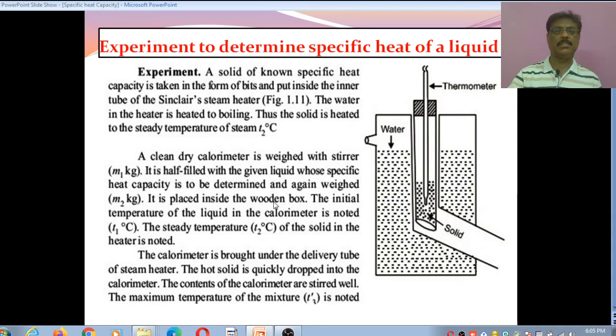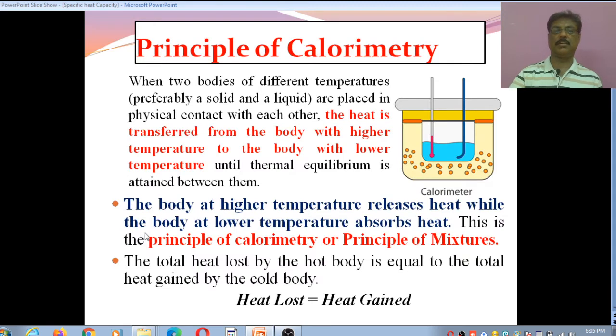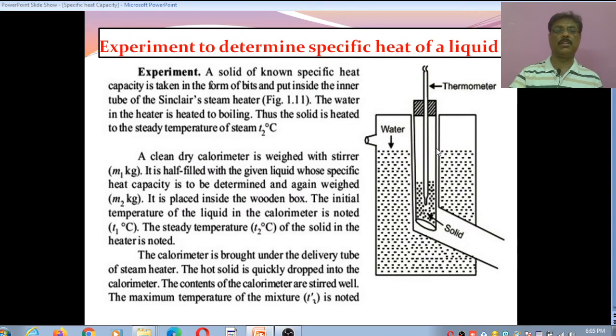Now it is placed inside the wooden box. Yes, this setup is placed in the wooden box to avoid any heat loss. Now the initial temperature of the liquid in the calorimeter is noted as T1. So we have to note down the initial temperature. Using the thermometer, measure the initial temperature of the given liquid, let it be T1.